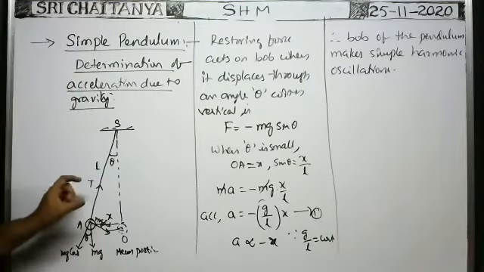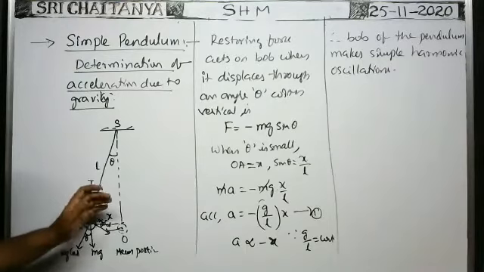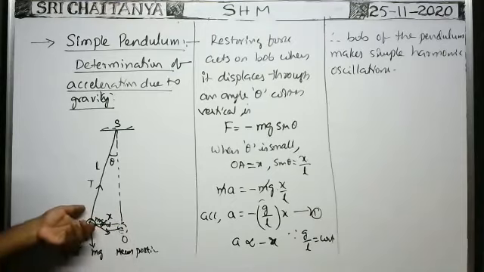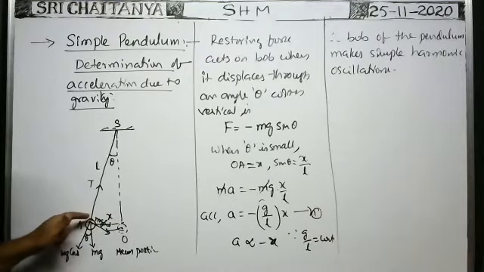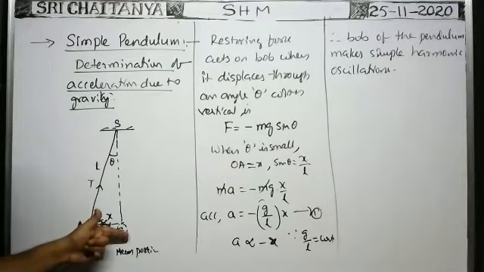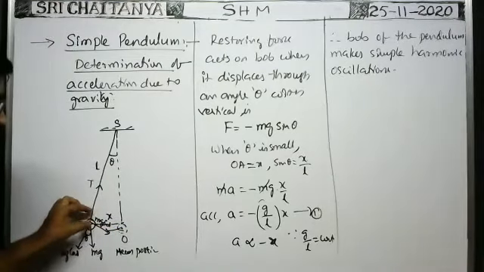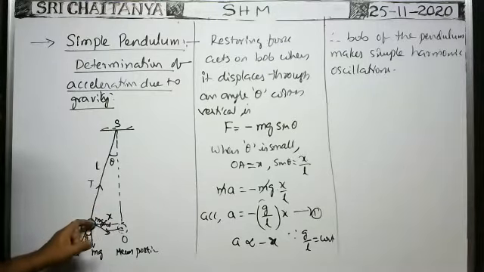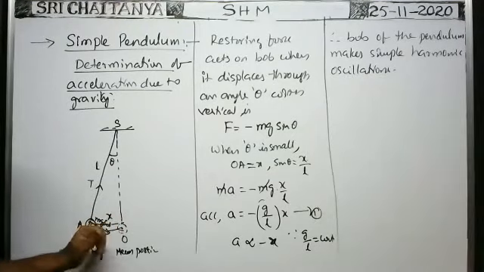Restoring force means the force that acts on a body in SHM to bring the body back to the mean position is called the restoring force. When the bob is displaced here, the weight component mg sin theta acts on the bob towards the mean position. That means this force only brings the bob back to its mean position. That's why this force component mg sin theta restores the bob back to its original position. That's why it is called restoring force.